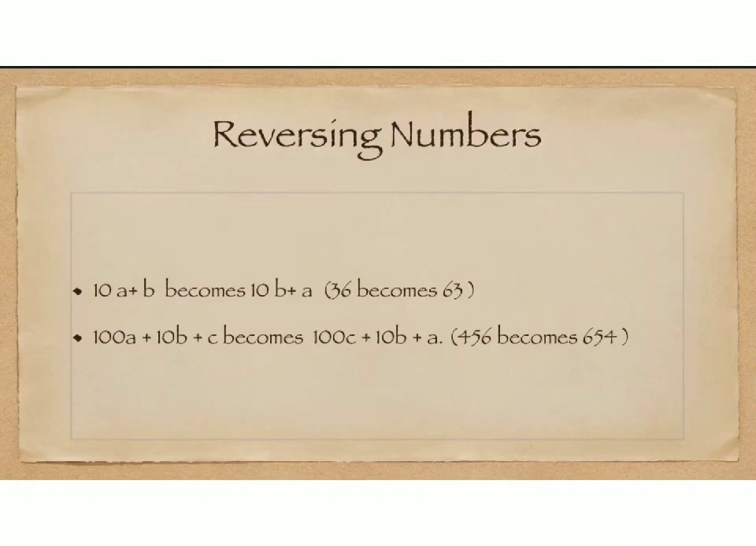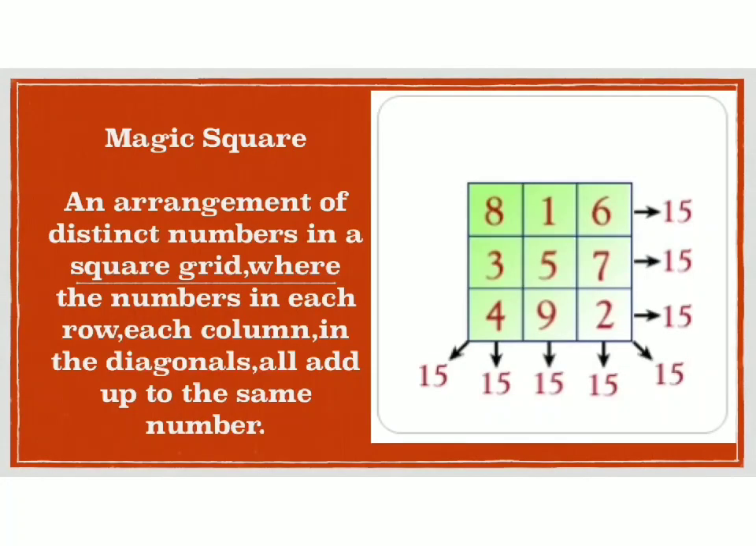You all are familiar with magic squares, an arrangement of distinct numbers in a square grid where the numbers in each row, each column, and the diagonals all add up to the same number. For example, in this magic square, all the numbers in the rows, columns or diagonals add up to 15. So this is a magic square.